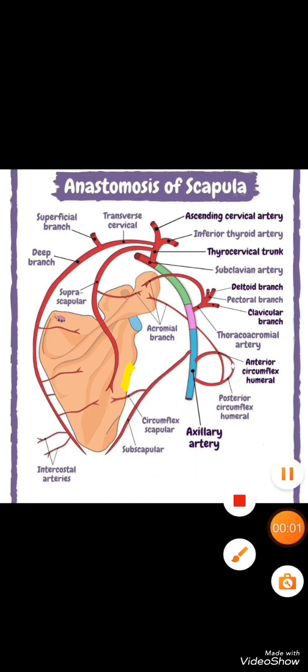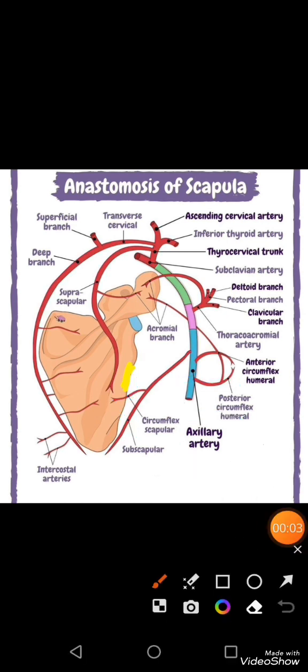The vessels which I have just discussed are in the supraspinatus fossa and the infraspinatus fossa, and if you see, a few vessels are entering on the anterior aspect, in the subscapular fossa. This is the area being covered by it.